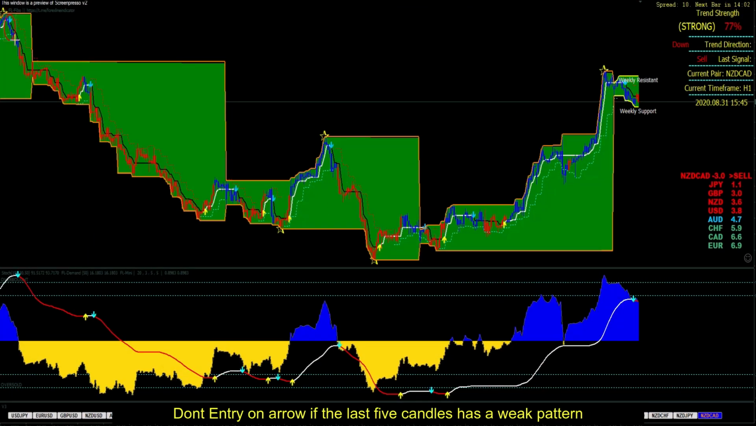Don't enter if the arrow comes but the last 5 candles are weak patterns. Make sure the last 5 candles have a strong bullish or bearish pattern prior to entry after the arrow comes out.